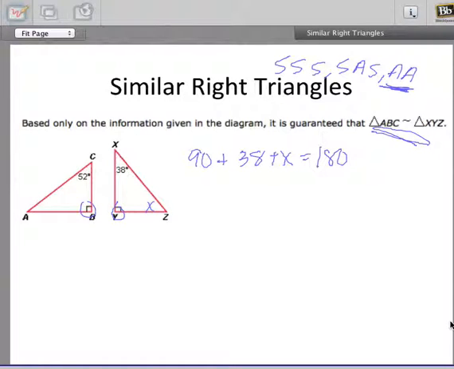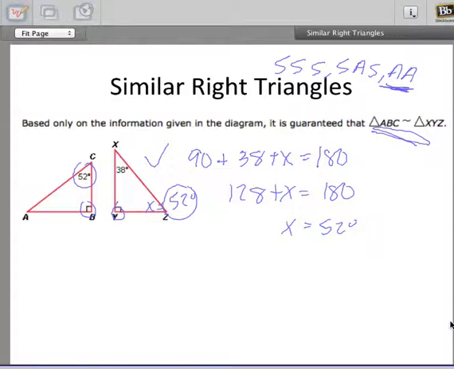Okay, so 90 plus 38 comes out to 128 plus x equals 180. Subtract from 180 on both sides to get 52 degrees. So this guy is 52 degrees. Now I've got two angles exactly the same. So yes, these are similar by angle. No questions so far?